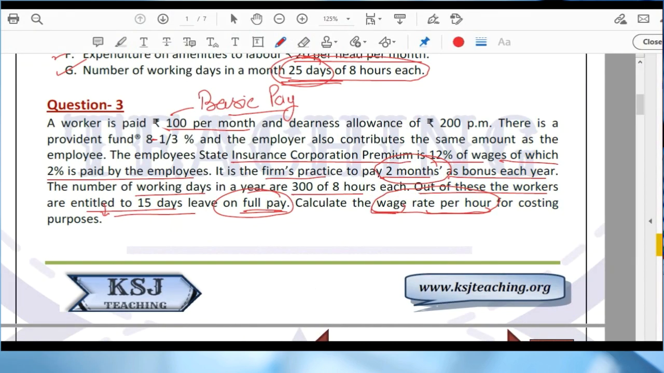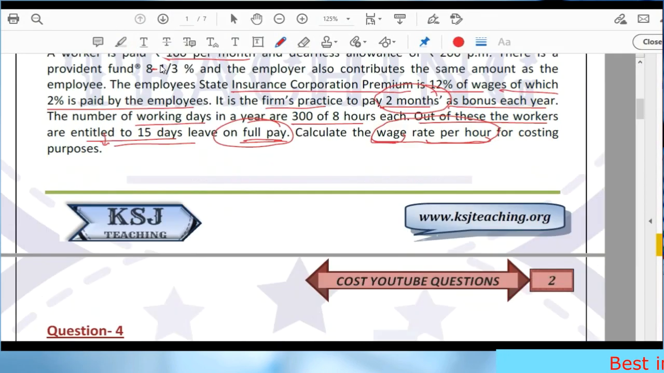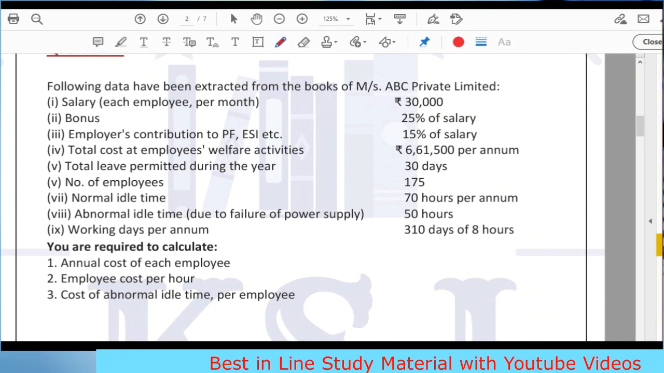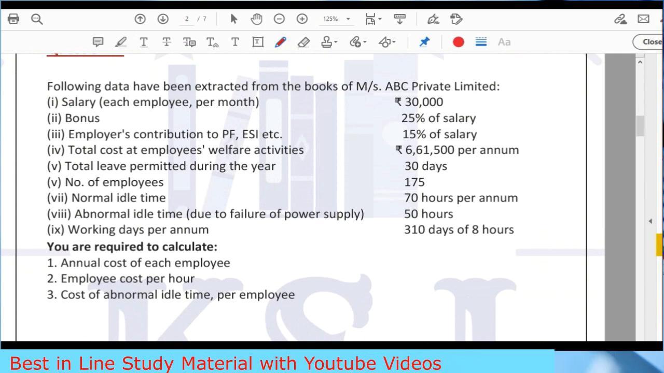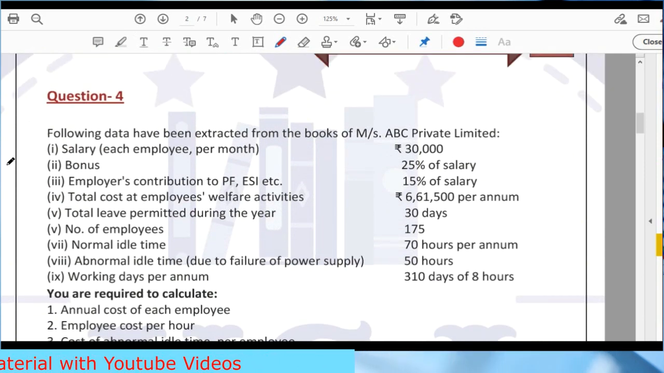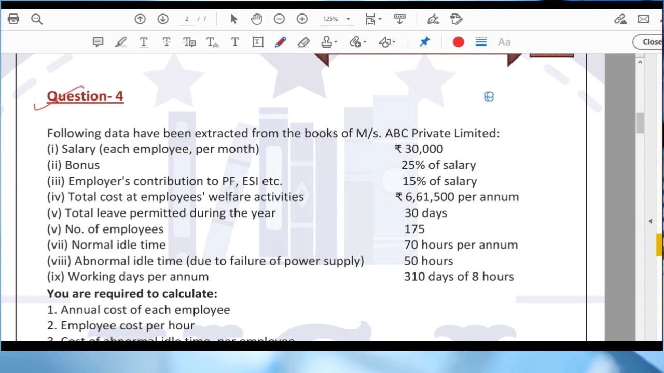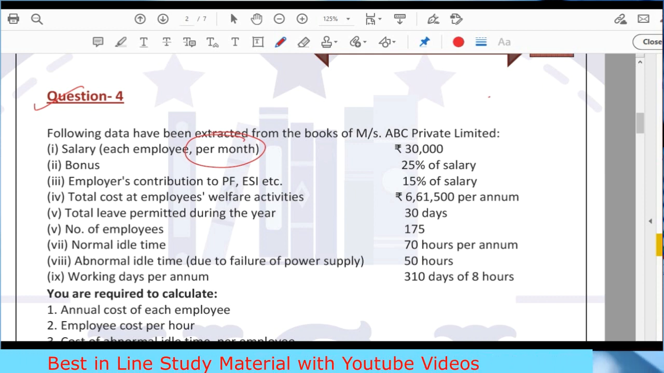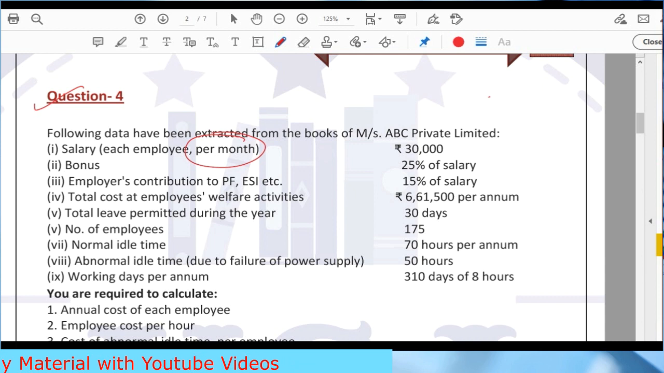Okay, we are done with question number 3, and moving on to question number 4. Following data have been extracted from the books of Messrs. ABC Private Limited. Salary, each employee per month, 30,000 rupees. It is per month salary. Then bonus is 25% of salary. Then employer's contribution to PF and ESI is 15% of salary. He has specifically stated 15% of salary.